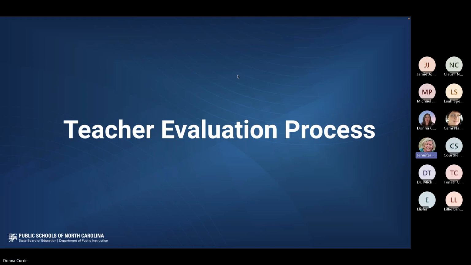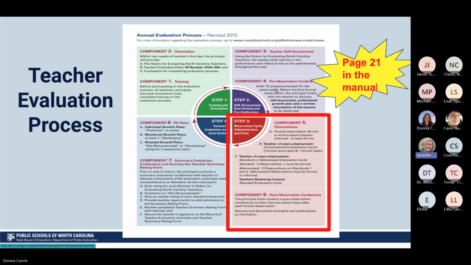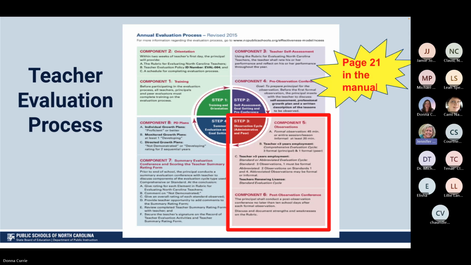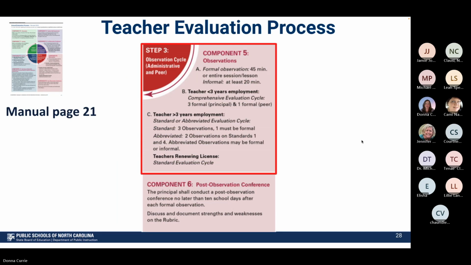Okay, we're going to talk now about the teacher evaluation process, since this is a big part of the responsibility of administrators as the instructional leader in your school. We're going to start here with this one-page visual that can be found on our NCEES site, and it's on page 21 of the teacher evaluation process manual if you want to look at it there. In our webinar today, we're going to focus on the bottom part of this one-page visual, which is step 3, the observation cycle.